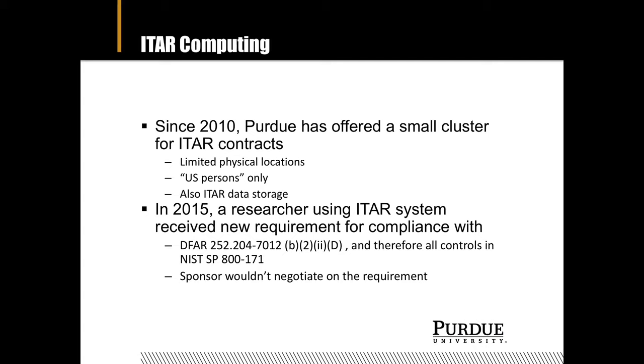And then in 2015, which I think is probably the case with many of you, a researcher who was using our ITAR system with an existing contract received a new requirement for compliance with DFARS 7012 and therefore all controls in NIST SP 800-171. We'd had a couple of these come through in the past, and the sponsor, after going back and forth with them, was willing to negotiate on that because we could say we had these controls in place. But in this particular situation, the sponsor was not willing to negotiate on the requirement.